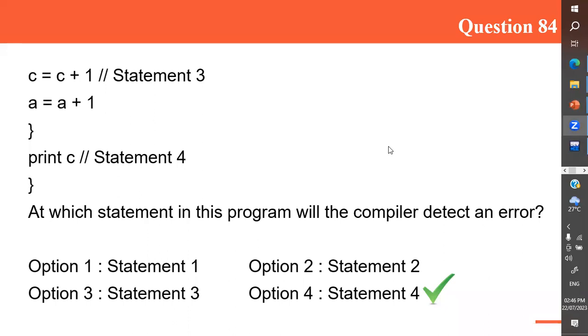I hope everyone understood. c was declared outside the while loop, sorry, inside the while loop, but we are trying to print it outside the while loop. It's not allowed. Next. Try the next one.